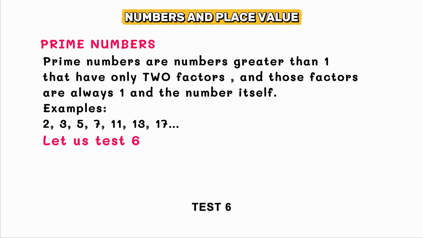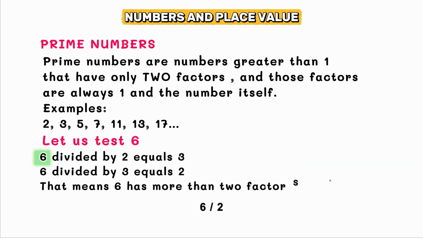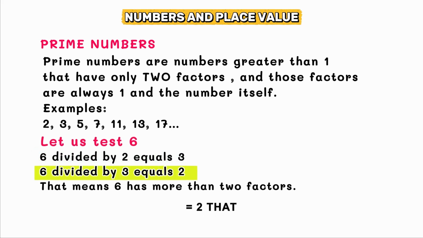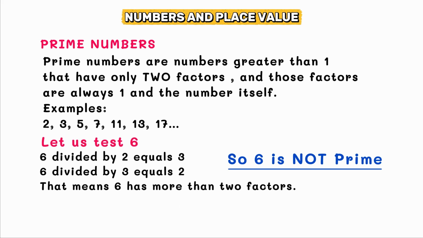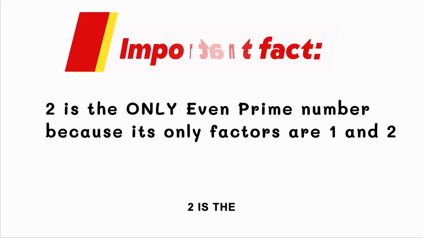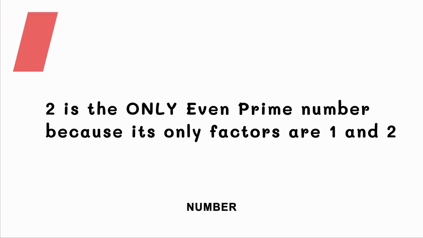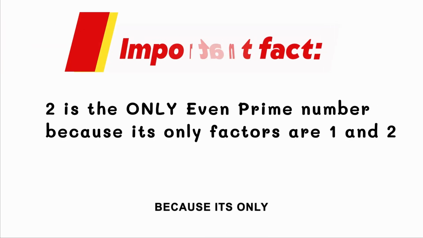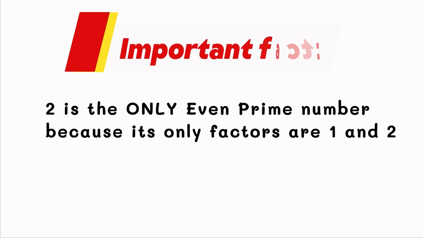Now let us test 6. 6 divided by 2 equals 3. 6 divided by 3 equals 2. That means 6 has more than 2 factors, so 6 is not prime. Here is an important fact. 2 is the only even prime number because its only factors are 1 and 2.